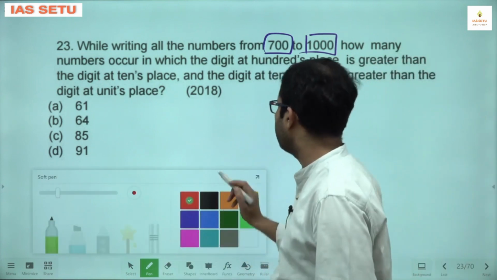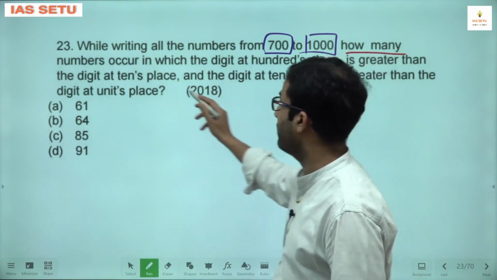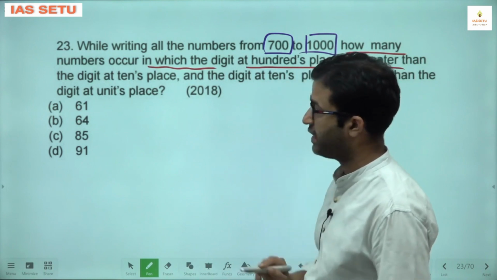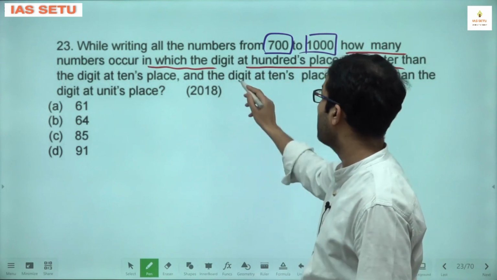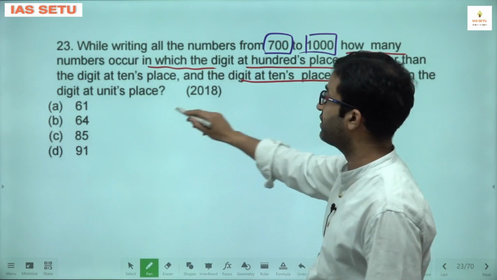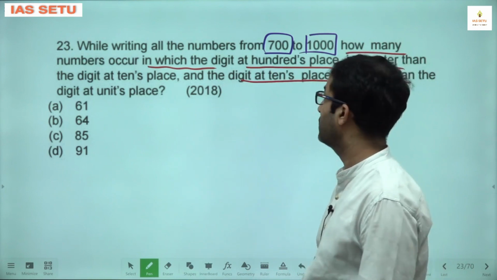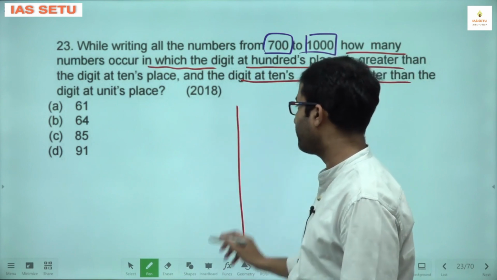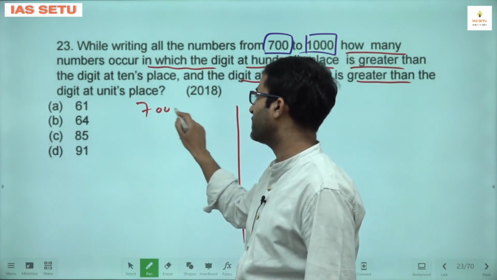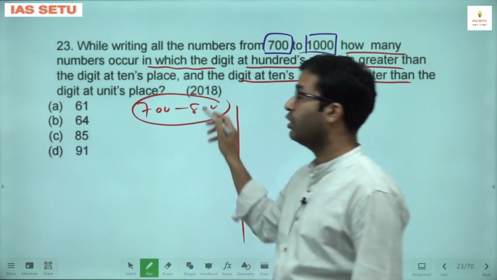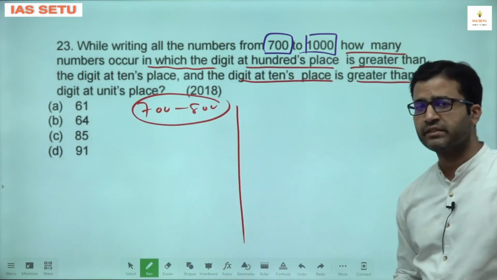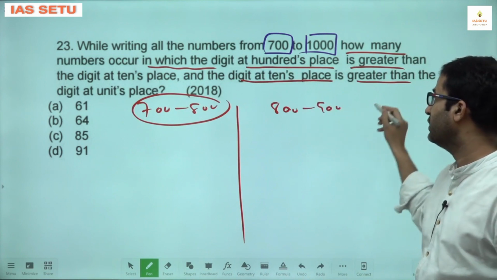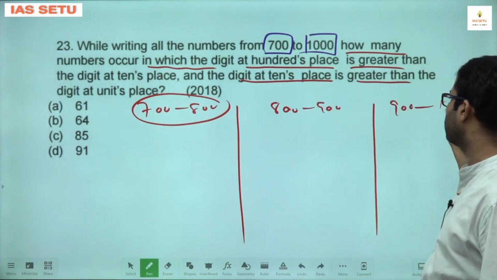But anyways, I tell you: how many numbers occur in which the digit at the 100 place is greater than the digit at the 10 place, and the digit at the 10 place is greater than the digit at the unit place, and it has to be between 700 and 1000. So what we have to do is categorize the question like 700 to 800. Don't think directly P and C will help you in this question, no, because there are two conditions, 800 to 900, then 900 to 1000.